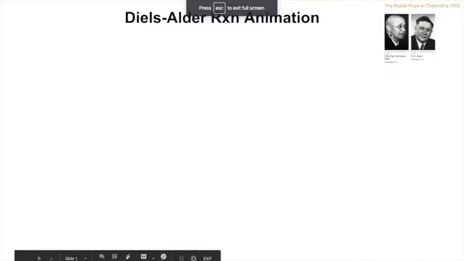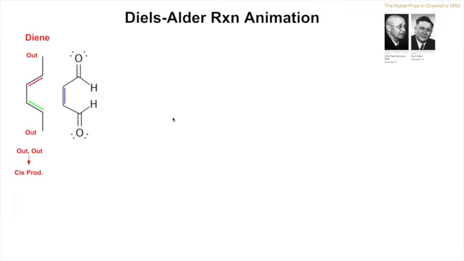So here's the Diels Alder reaction animation. Otto Paul Hermann Diels and Kurt Alder got the Nobel Prize in 1950 for this reaction. So here we have our diene, I color-coded it, and this methyl is pointing out, and so is that one. They're not pointing in. There's hydrogens pointing in. So it's an out-out one. It should lead to a cis product. These methyls should be cis to each other. And here's our dienophile I chose. This one is a cis dienophile. The aldehydes are on the same side. That should lead to a cis product.